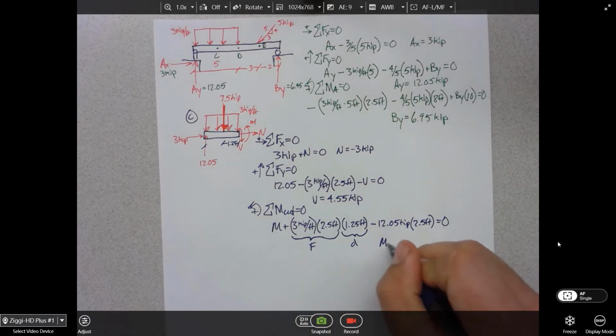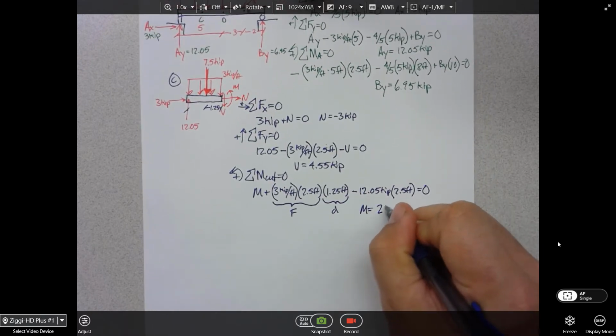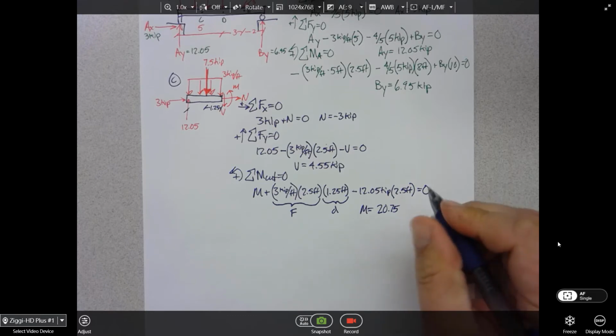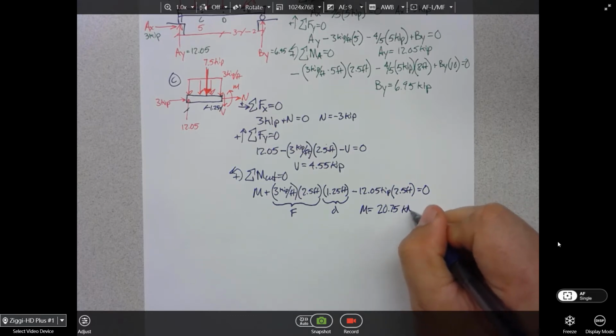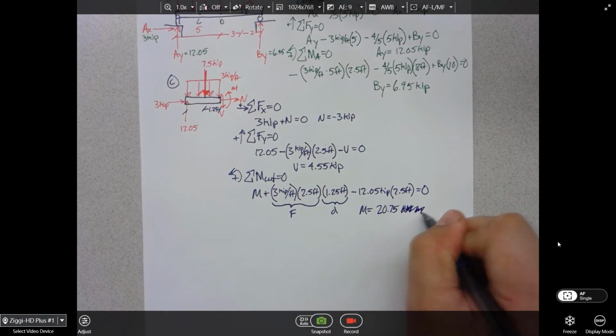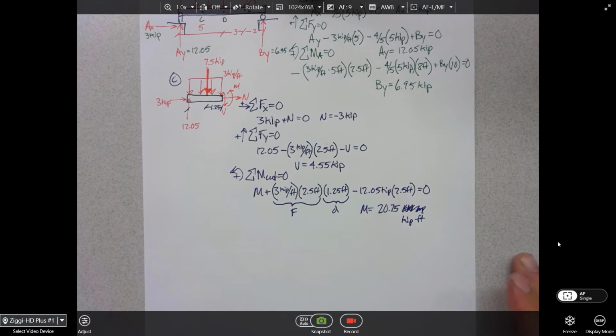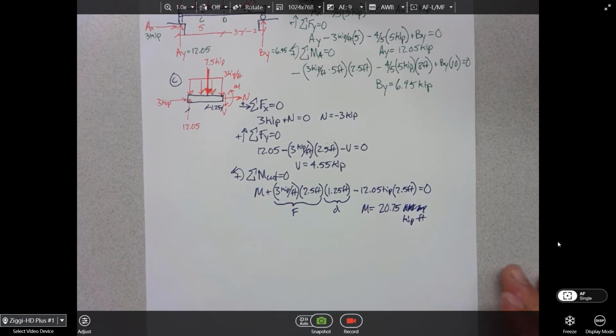Anybody solve for the moment? 20.75 kip feet. Yeah. We just missed Mars, everybody. Okay.